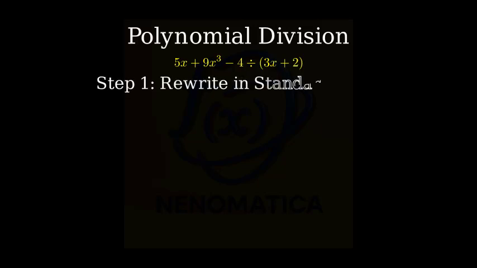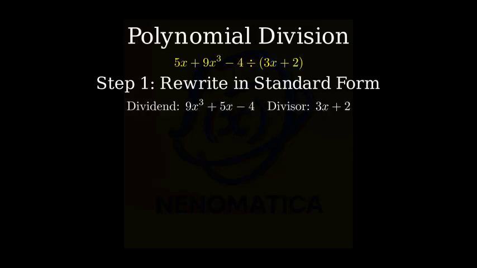Step 1. Before we begin division, we need to rewrite both polynomials in standard form, ordering terms by descending powers of x. The dividend becomes 9x cubed plus 5x minus 4, and the divisor remains 3x plus 2. Note that we have a missing x squared term in the dividend, which we'll represent as 0x squared to keep track of our alignment during the division process.